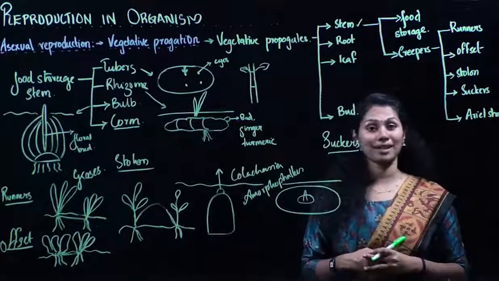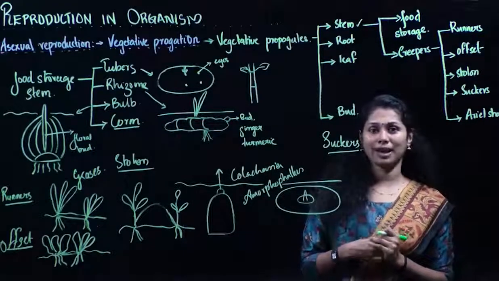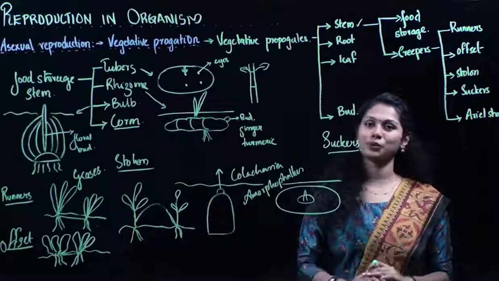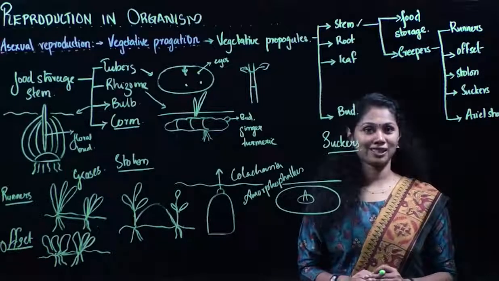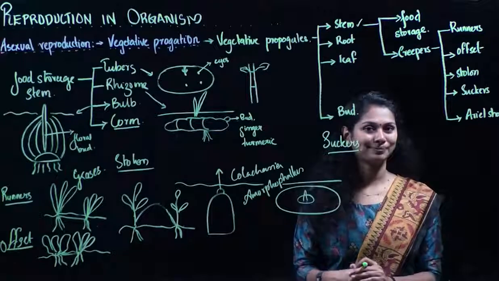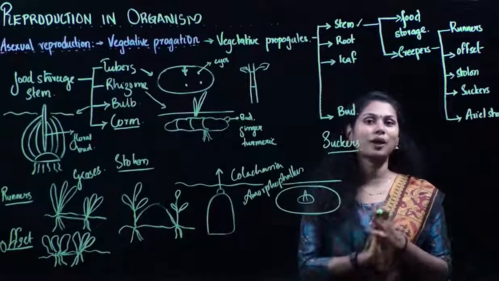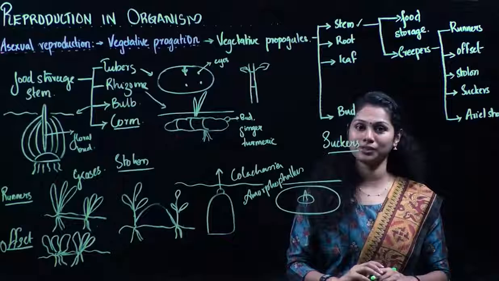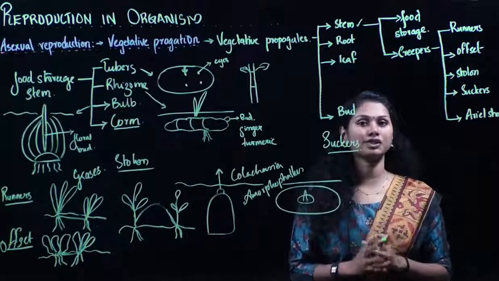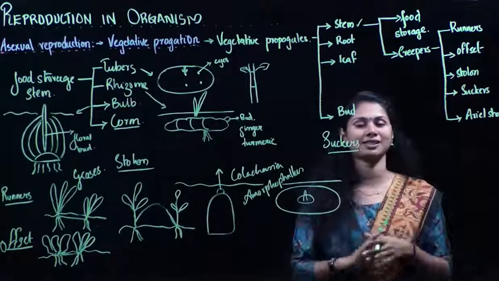Suckers are seen in plants like banana. You have seen a banana plant? Which is the true stem of banana? Is it what we see outside? No, the outside part is not really the true stem. It is the pseudo stem that is formed by the leaf sheaths.